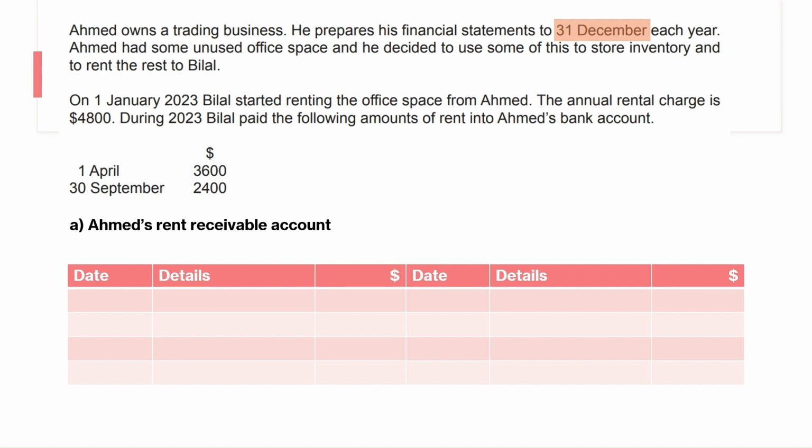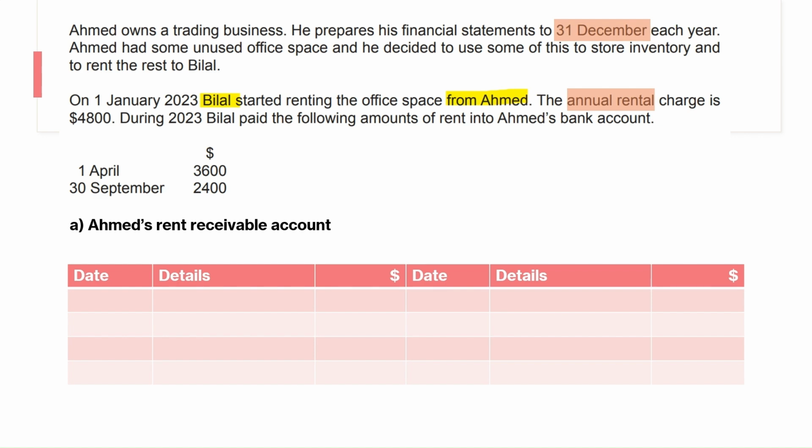On 1st January 2023, Bilal started renting the office space from Ahmed. So Bilal is the one who is renting from Ahmed. So Ahmed is the one who is letting Bilal use his premises. So basically, Bilal is the one who is paying the rent, Ahmed is receiving the rent. The annual rental charge is 4,800.